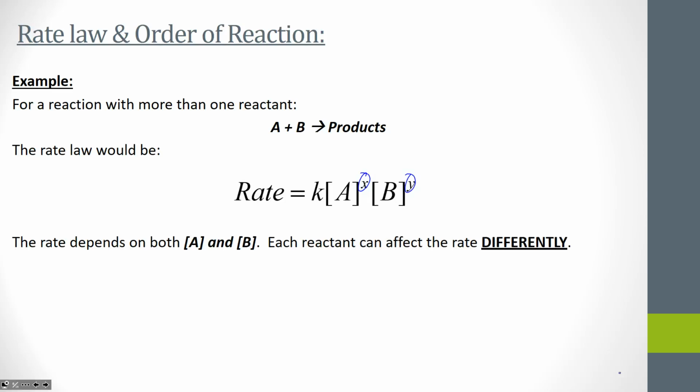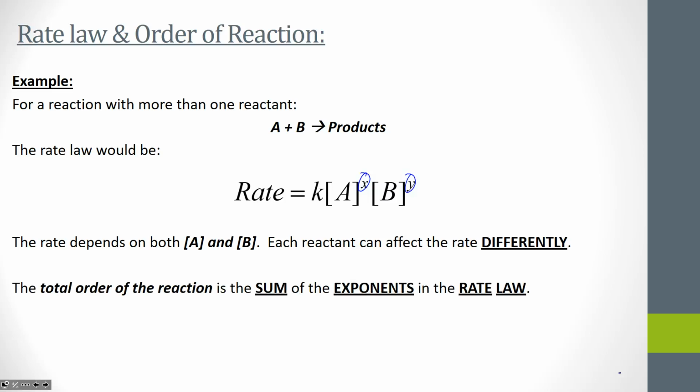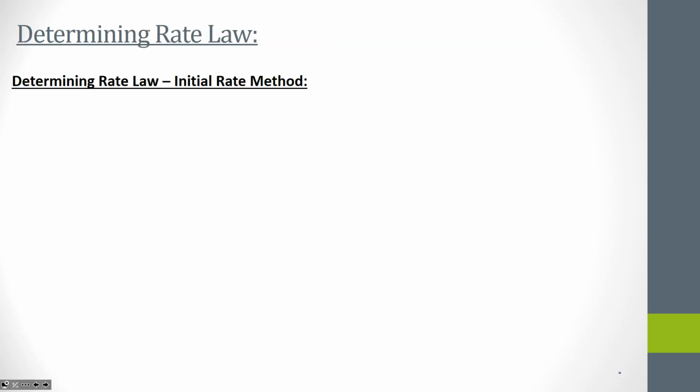It doesn't matter. What this is saying is the rate depends on the concentration of both A and B, and they can affect the rate differently. Now the other thing that we should mention is that the total order of reaction is the sum of your powers, so the sum of your exponents in the rate law. So X and Y here would add together to give the overall order, how all of the reactants together will affect the rate of the reaction. You'll see that at some point. If I ask for the total or overall order, that's what we're looking for.